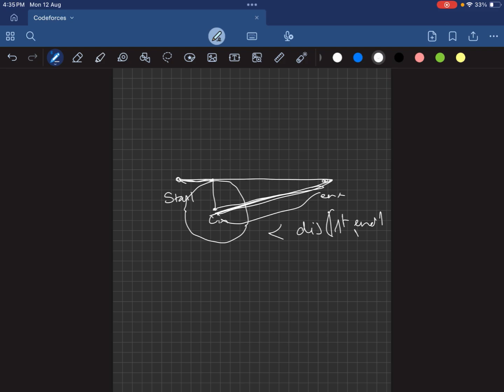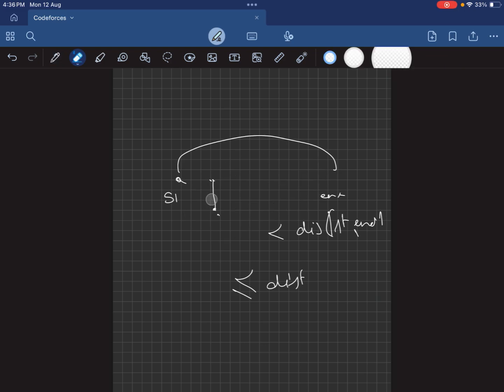But we already concluded that if any circle has its center's distance to the end less than from start to end, then it's a no go. So all you need to check is whether the distance between start and end is strictly less than the distance between end and all the centers. That's all you need to check.